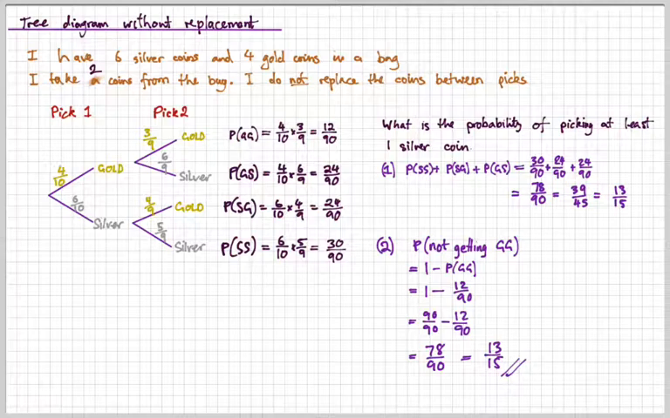So hopefully you can see that tree diagrams are a good way to represent events that happen one after the other. In this case, just picking out coins or beads from a bag.